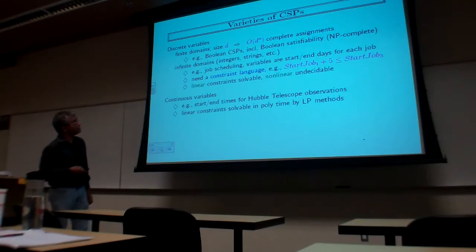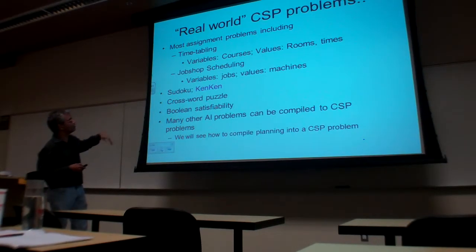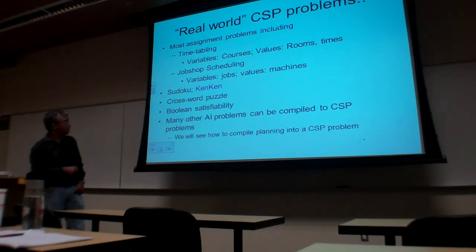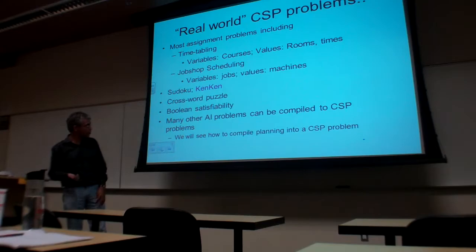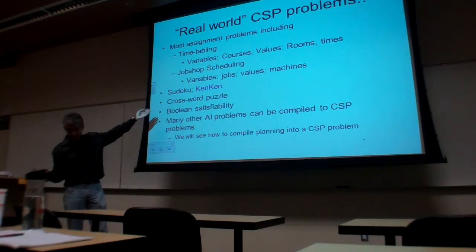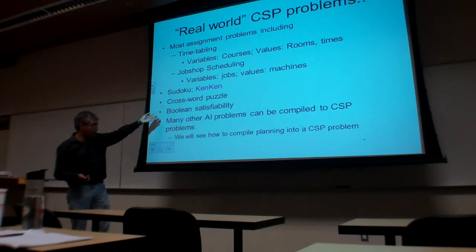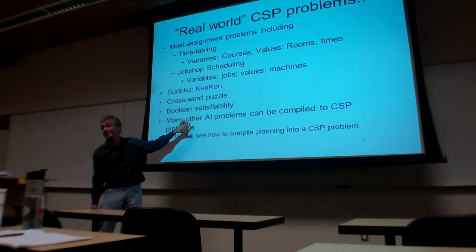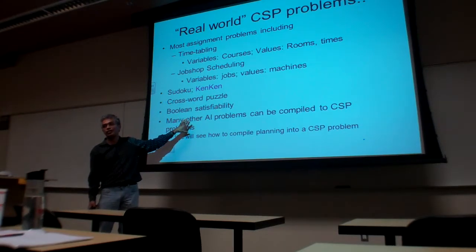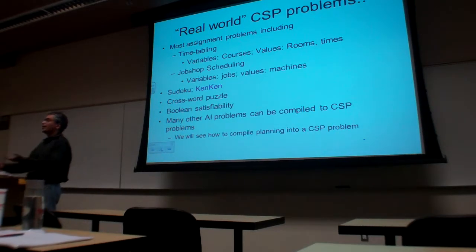And then there are varieties of CSPs. Actually, I'll skip that slide because I have my own versions of that. Here are some examples of real-world CSP problems: timetabling, job shop scheduling. If you're talking about toy problems, Sudoku and crossword puzzles can be written as CSP solving. Of course, Boolean satisfiability itself is a CSP. It's a special case of CSP. And then this is the part that I'm really interested in, because that's the reason I'm actually doing this for you. Okay? Because many other problems can be written down as CSP problems.